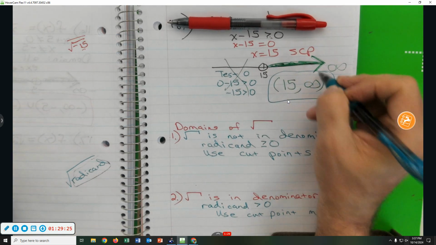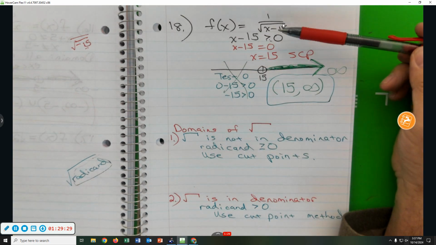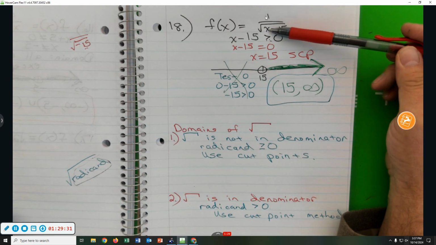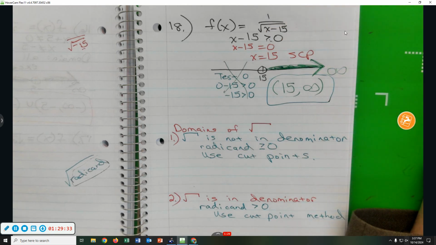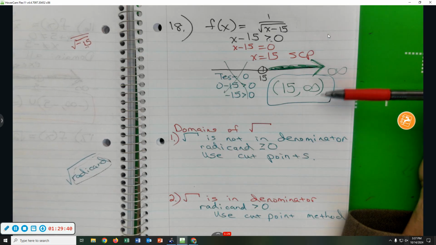So any number bigger than 15. That's saying you can plug in any number that's bigger than 15 for x, and it'll give you back a y value that you can label on an XY grid. And you can plug it into your calculator without getting an error.